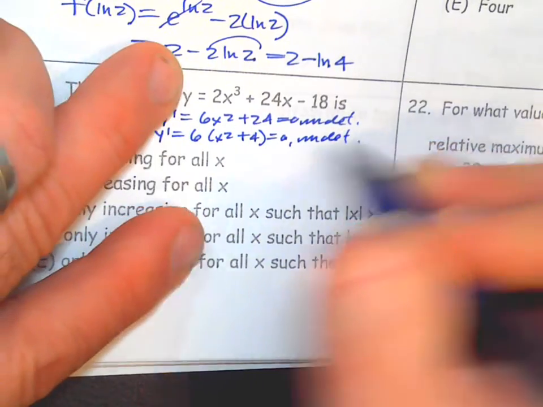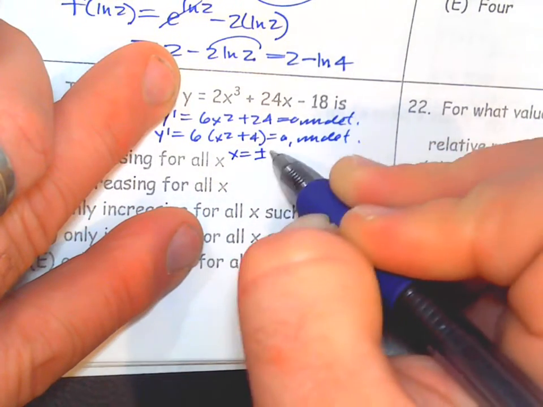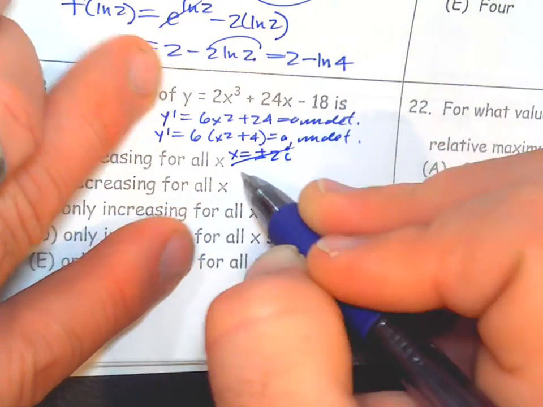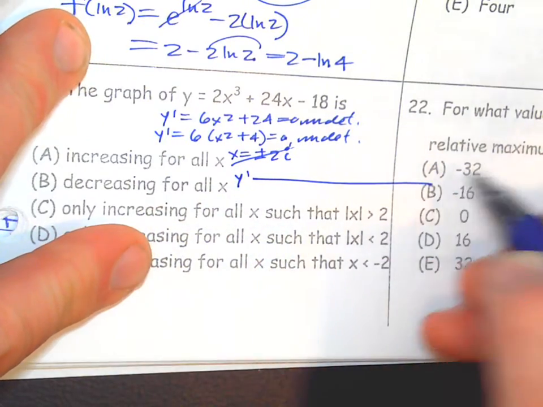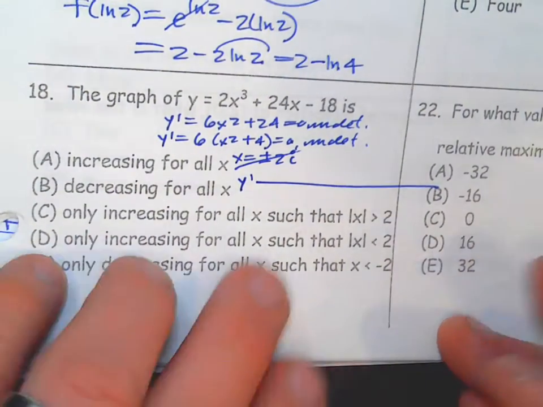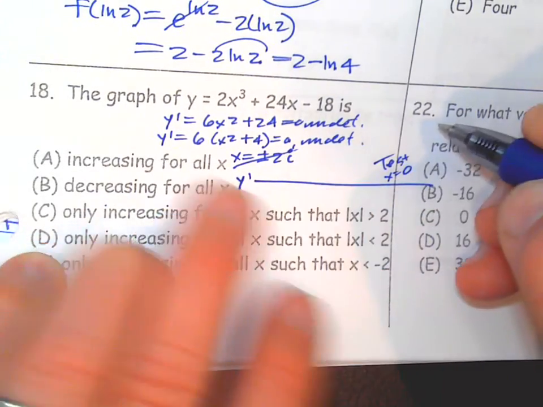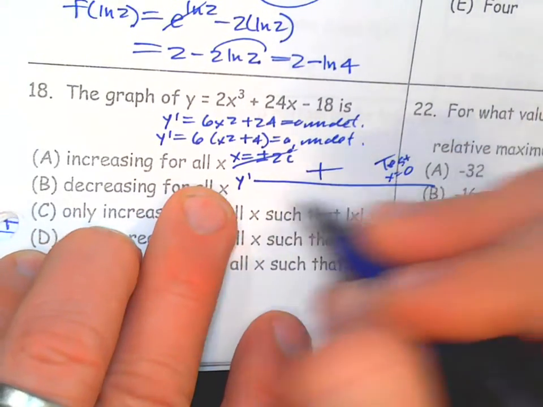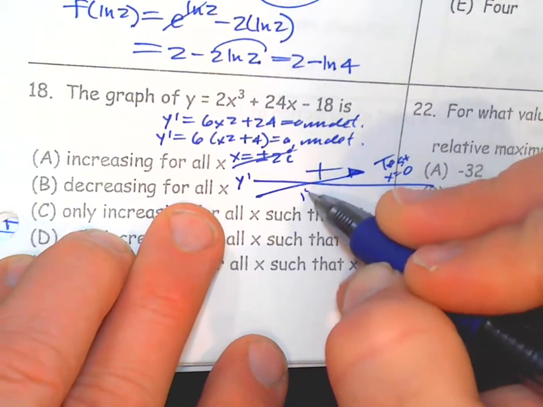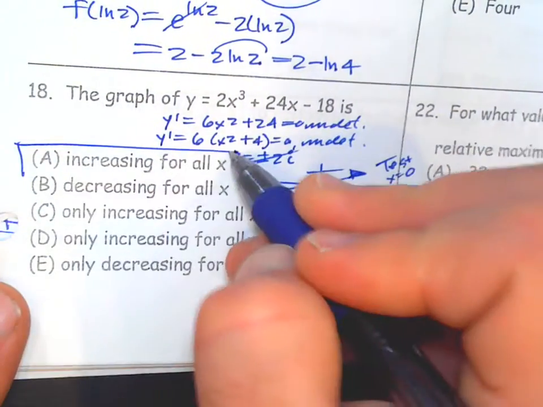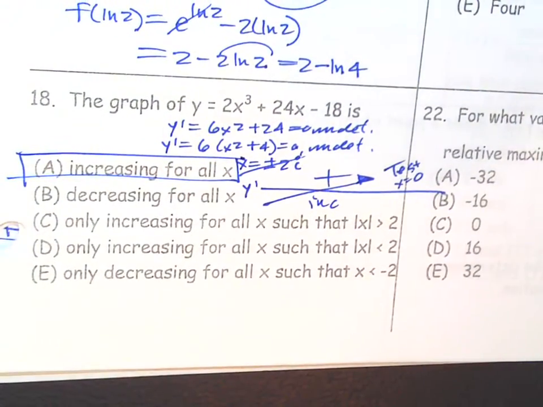Solve it. Now, this is going to be x equals plus or minus 2i. Imaginary, which means they're not going to show up. But we can still do a line check. There's no critical points. You can still test the value. Just test any value you want, like a 0. And it's positive everywhere, so it's increasing all the time, which is one of your answers. It's increasing for all x.